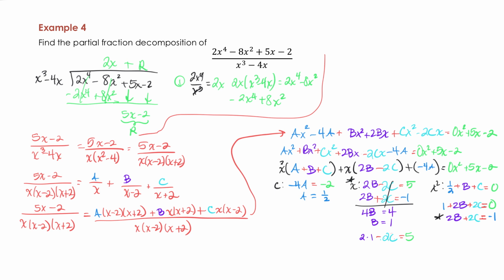So, oops, grabbed the wrong color. Give me 1 second. 2 minus 2c equals 5, which means that negative 2c equals 5 minus 2, which is 3. So c equals negative 3/2. So we have c is negative 3/2, we have that b is 1, and we have a is 1/2.